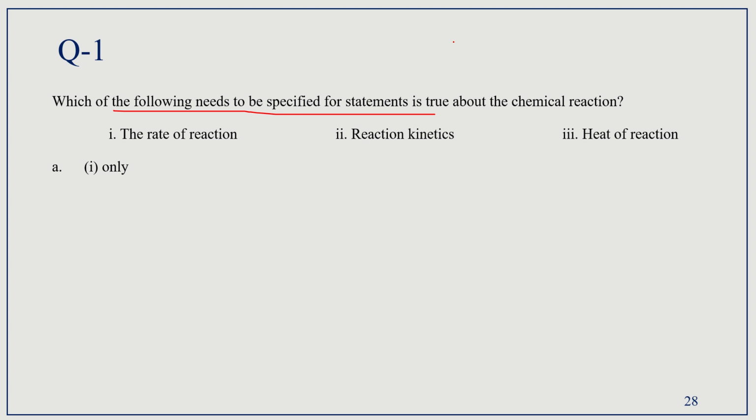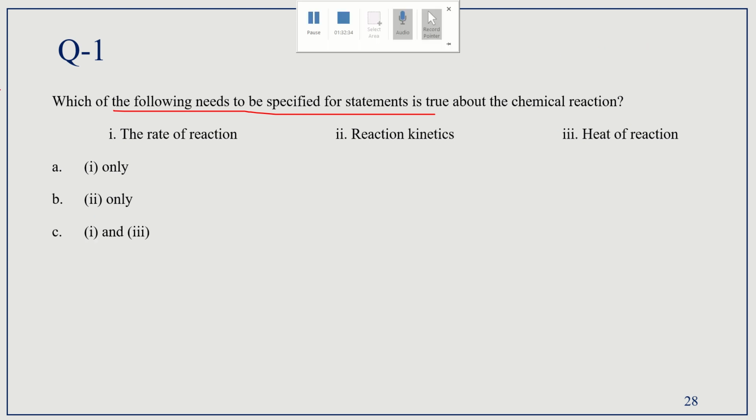Okay, sorry, not 4, 3. So for studying the chemical reaction, it is mentioned that these three things need to be specified: rate of reaction, reaction kinetics, and heat of reaction. So which of the following statements is true about the chemical reaction? First is rate of reaction, second reaction kinetics, third heat of reaction. Option A is 1 only, option B is 2 only, option C is 1 and 3, option D is 2 and 3. Actually what we need to know is reaction kinetics and heat of reaction. I guess option D is the right answer.